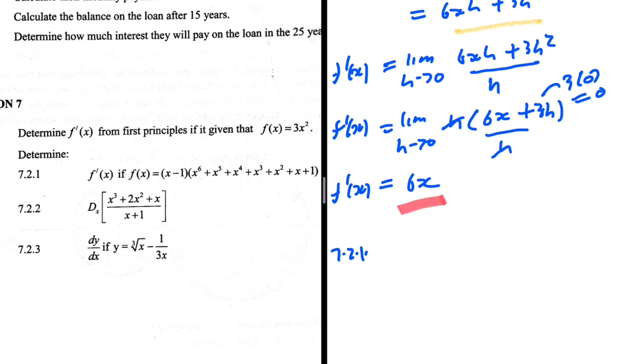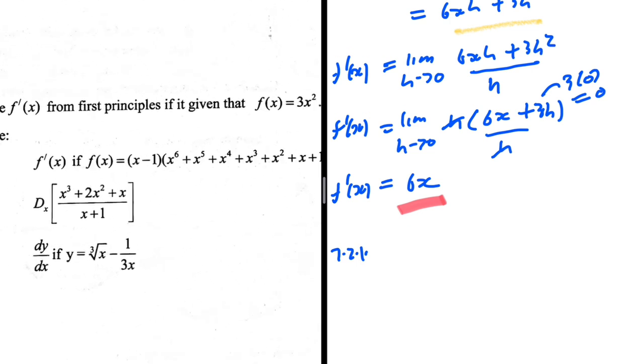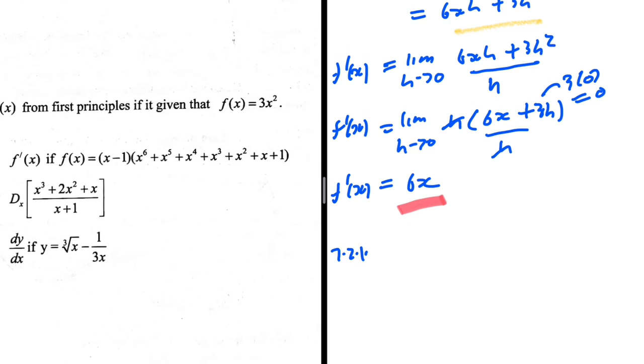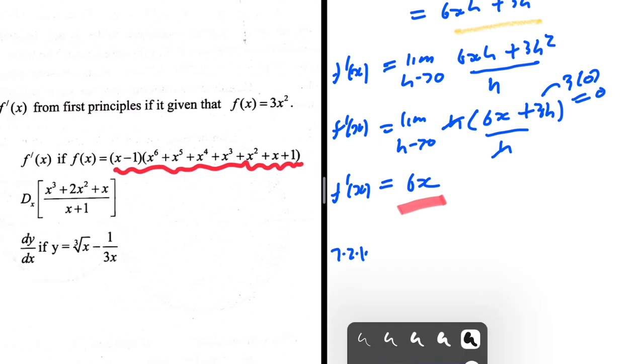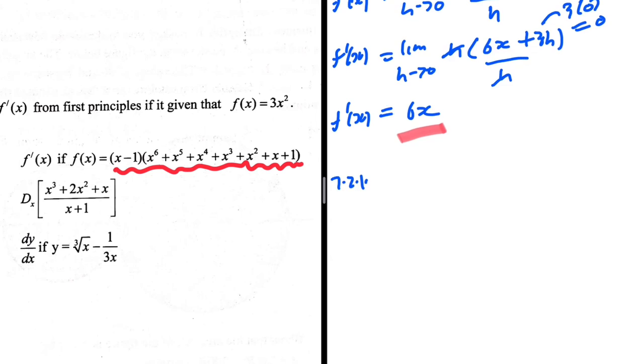7.2.1, determine f prime of x if f of x is equals to this entire thing. Okay, maybe there's a fancy way of solving this problem, but it is not immediately obvious to me. So how am I going to do the problem? I'm just going to do it the hard way, even if there's a simpler way. But let's go ahead and do it.